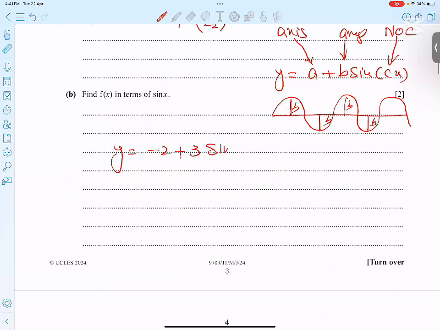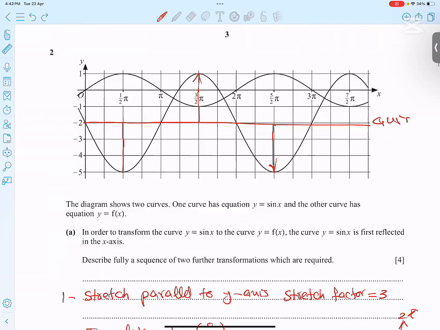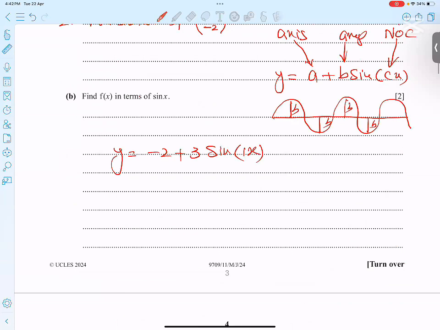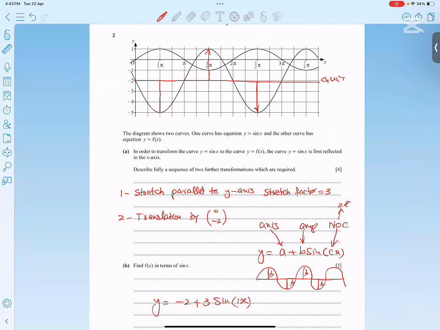Now we are left with only the C value. C value is in 2 pi. Look here, it starts from here and stops here, which is 2 pi. It means in 2 pi we have 1 cycle. So if we have 1 cycle in 2 pi, we must write 1x here. If we have 2 cycles in 2 pi, we write 2. I hope the concept is very clear, and the question is complete.